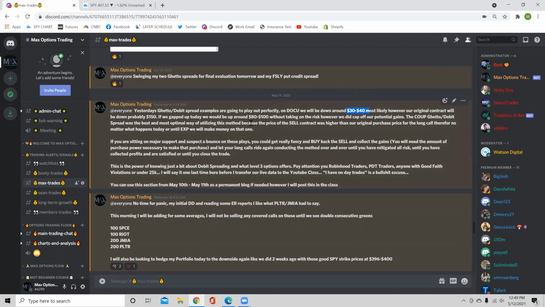If you gapped up, the debit spread would have hit max profits and you would have wound up making 80 to 100, another 70, 80 bucks on that. But we cut off the risk and we cut off our gains. The Coop ghetto spread was the best and most optimal way of utilizing the method because the price at the sell was higher than the long call. Therefore, no matter what happens, we made money on that one. I wound up selling that one for about 500 in gains, risk-free. Whenever you wanted to secure that bag, it was there for you.